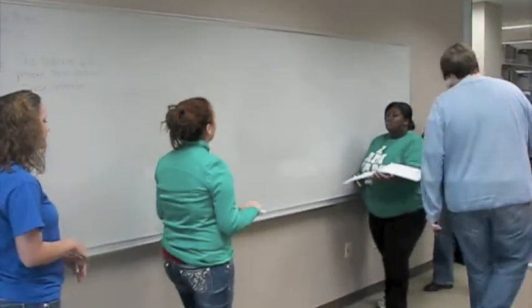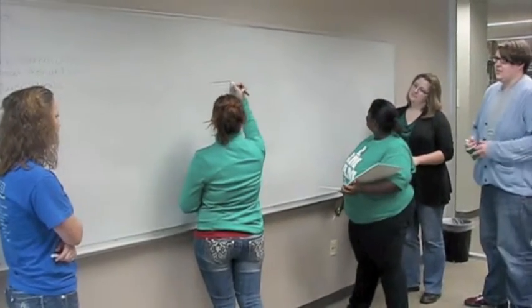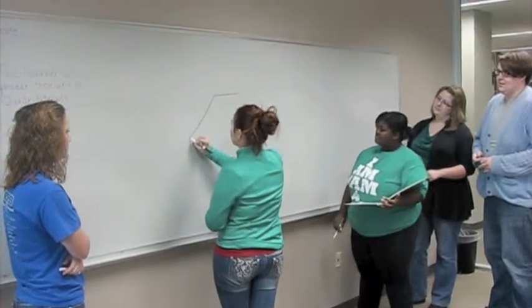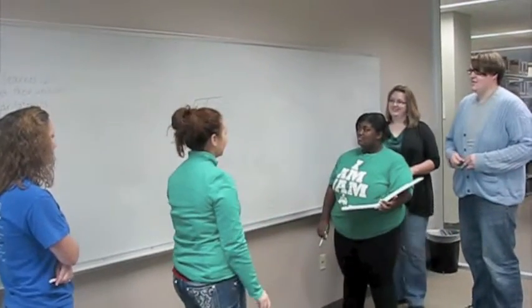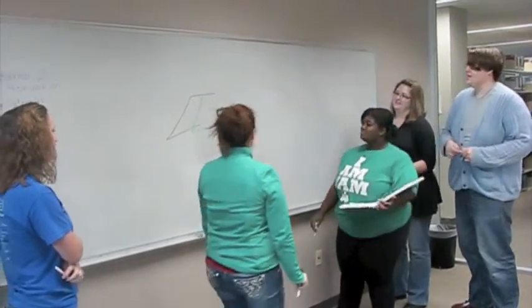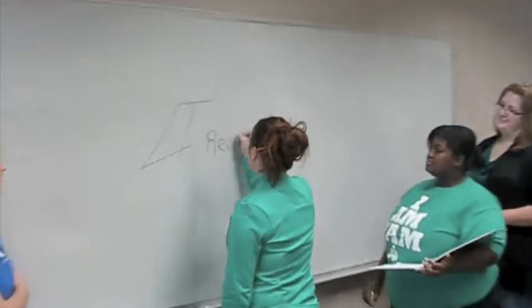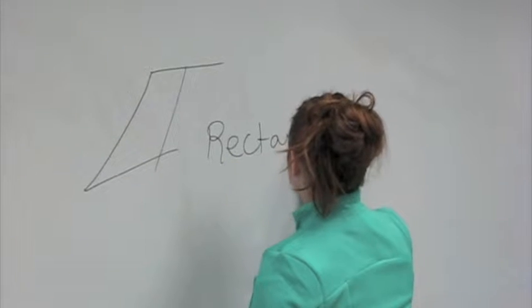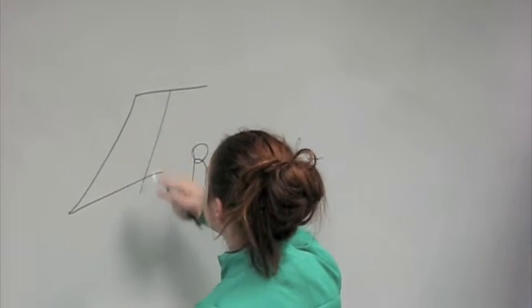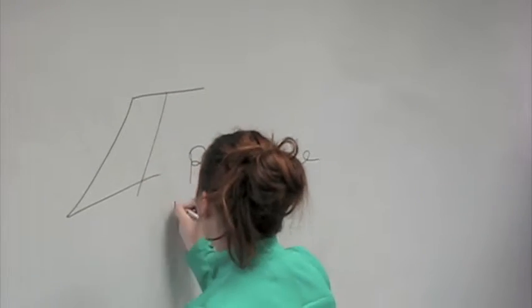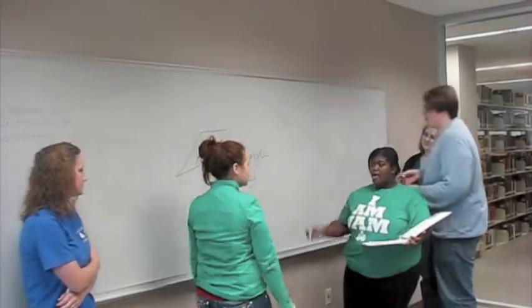Well, a quadrilateral, that's it, right? Yeah, that's what that is, right? Yeah. And this class is called a rectangle. It has 4 lines. Right? Right.